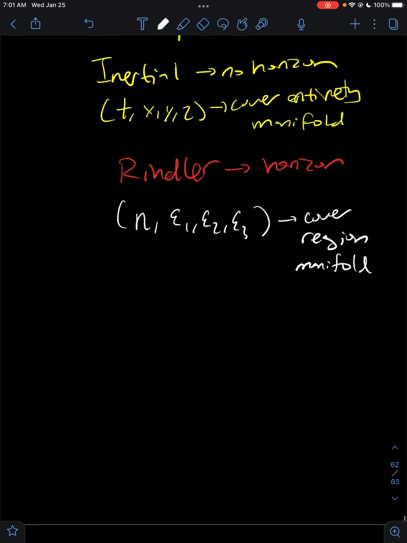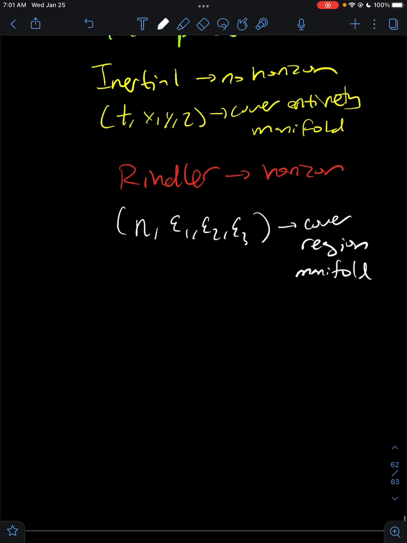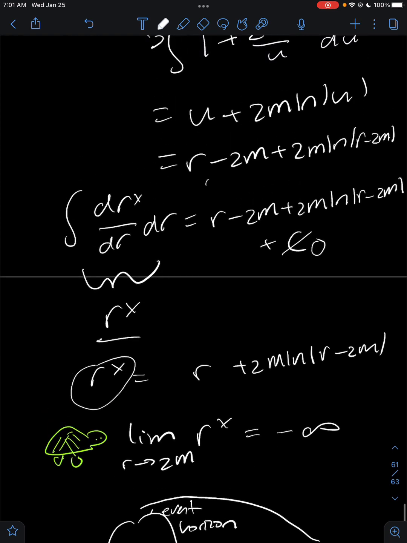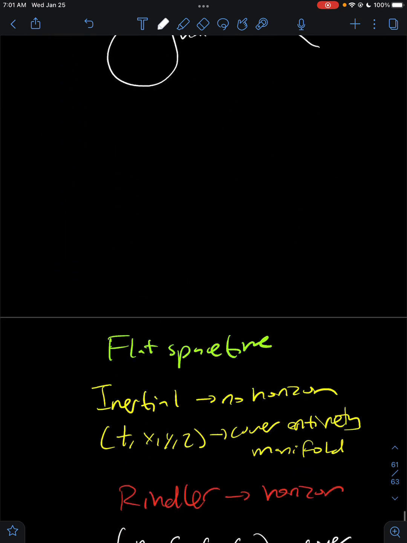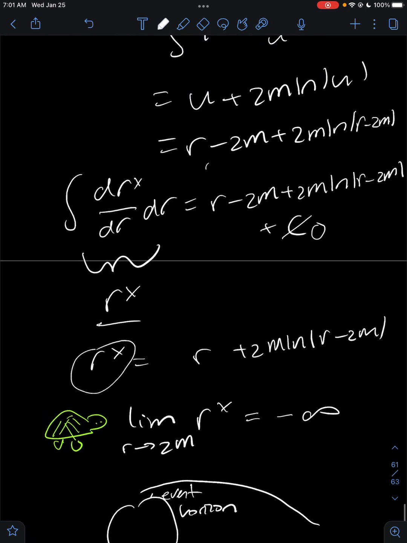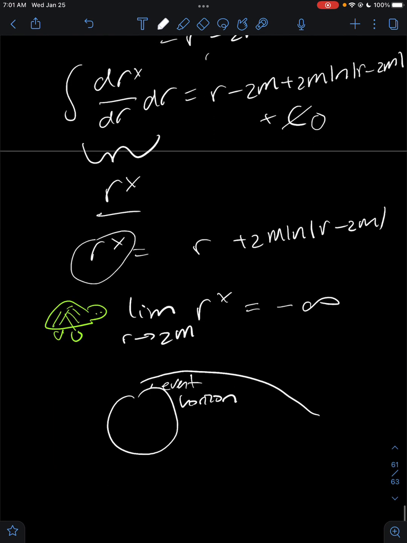The Rindler observer never sees anything cross that horizon, so their coordinates only describe a subset of the entire space-time. Since the tortoise coordinate has that horizon at r equals 2m, because there's a divergence there, the tortoise coordinates won't cover the entirety of the space-time region, right? Because if r is less than 2m for the tortoise coordinate, we're going to have a natural log of some negative number, which doesn't have any real value.